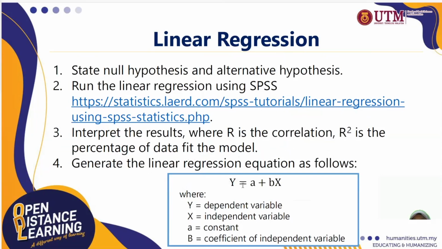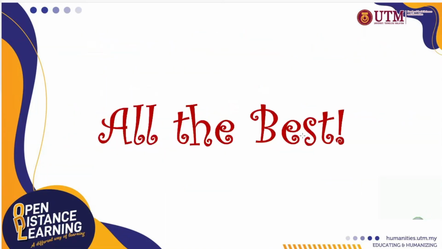Y is the dependent variable, so write the dependent variable. And then x is the independent variable, and a is the constant you will get from the result. And then b is the coefficient of the independent variable. So that's all the best.